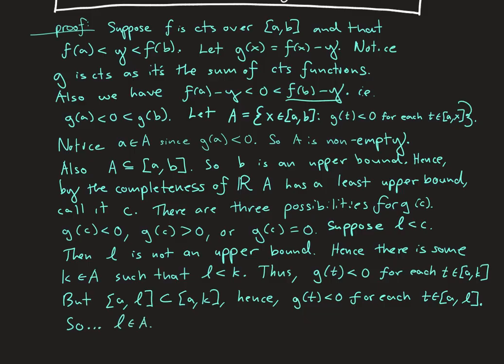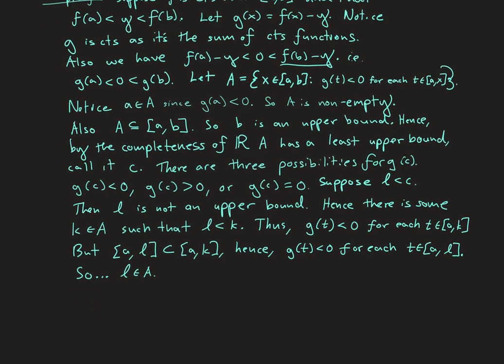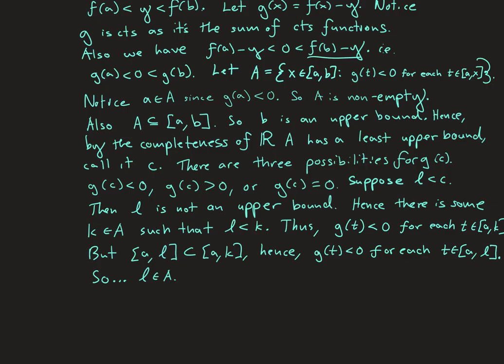So again, what we just showed, really important, is if I am a number less than the least upper bound C here, then I have to be a member of A. That's crucial. Now here's where we go into our contradiction argument. We're going to suppose that g of C is less than 0 with this fact coming along with us: if we have any number less than C, then you are a member of A. That's going to be really important.